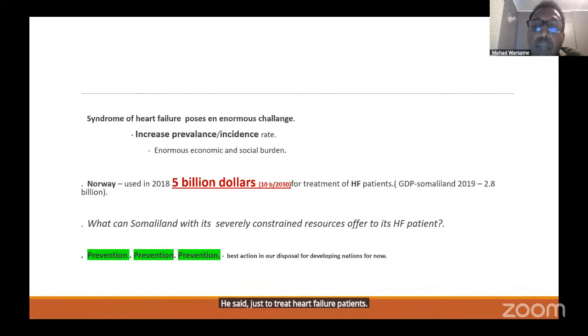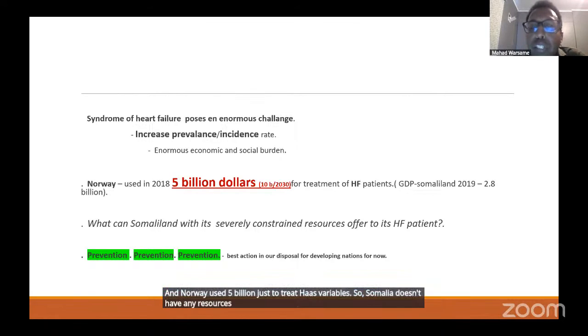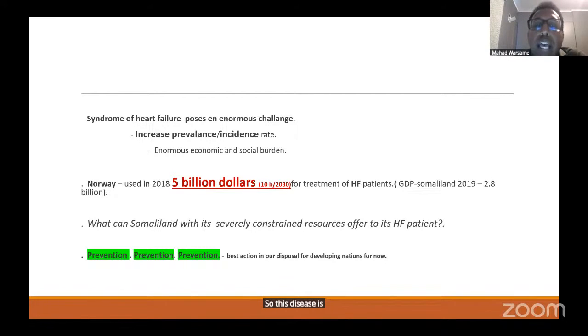So 5 billion is a lot of money. The GDP of Somaliland in 2019 was almost 3 billion, and Norway used 5 billion just to treat heart failure. So Somaliland doesn't have any resources to treat its heart failure patients. This disease is very expensive. And not only that, in developing countries people get it at a younger age, whereas in Norway most of them are 70 years old, they are pensioners.